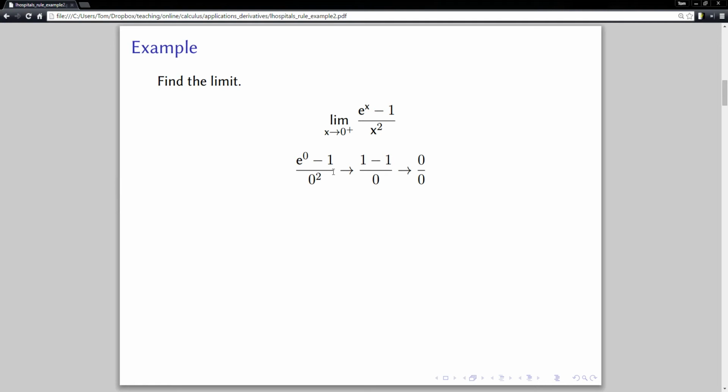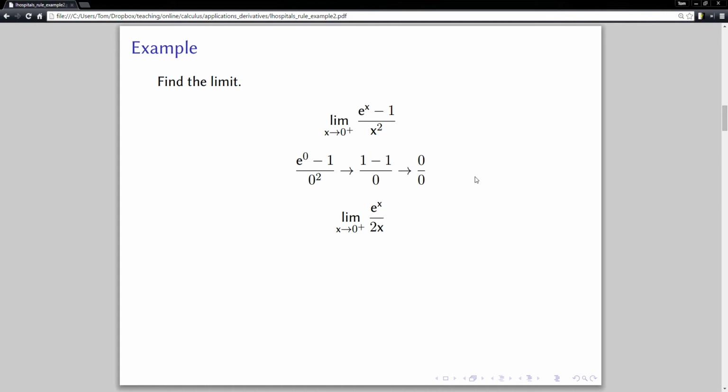And so we get e to the 0 minus 1 over 0 squared. On top, because e to the 0 is 1, we wind up with 0 over 0 here. So we can use L'Hopital's rule. What we would do is take the derivative of the top. The derivative of e to the x is e to the x, and then minus the derivative of 1, which is 0. So on top, we'll just have e to the x. On the bottom, we will have the derivative of x squared, and that is 2x.